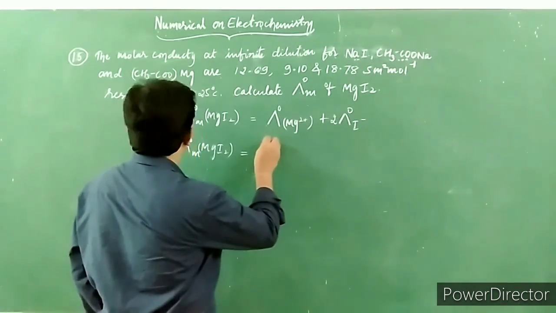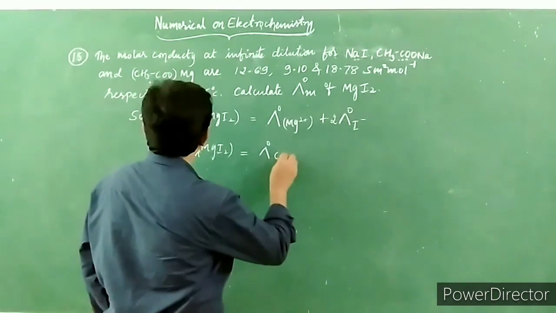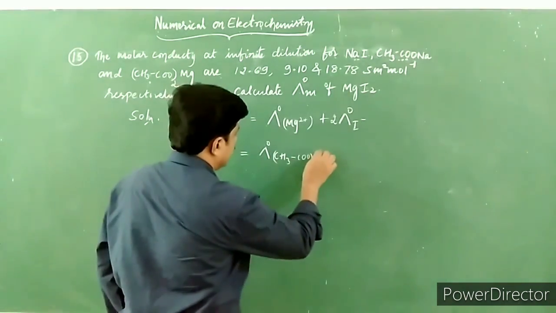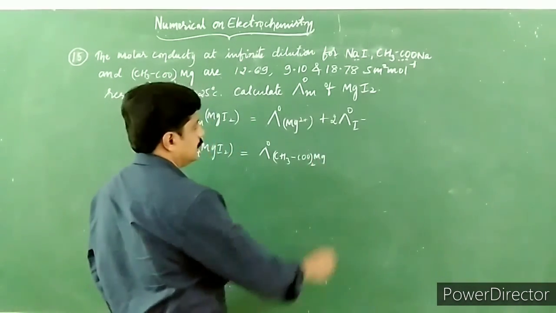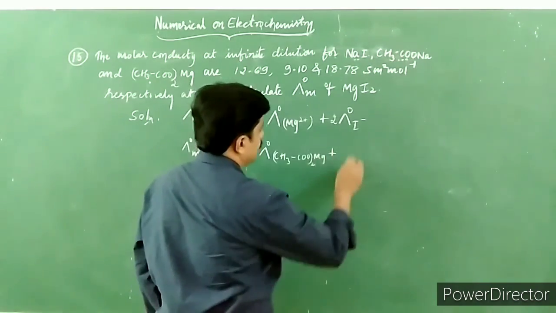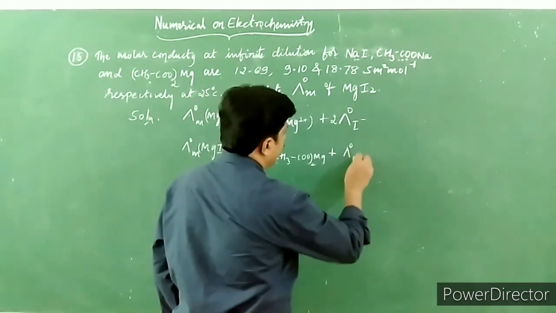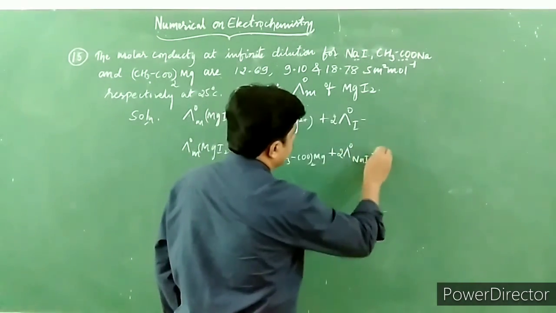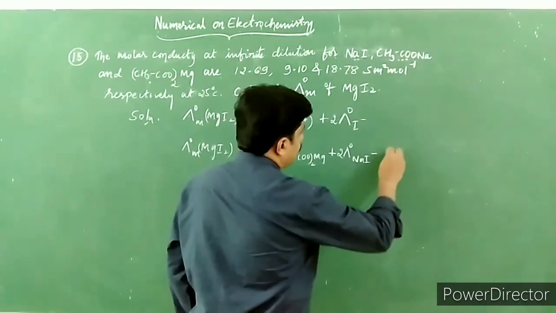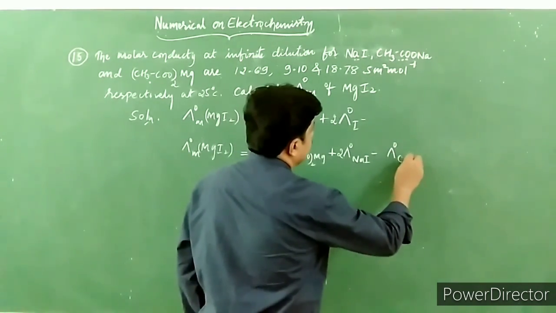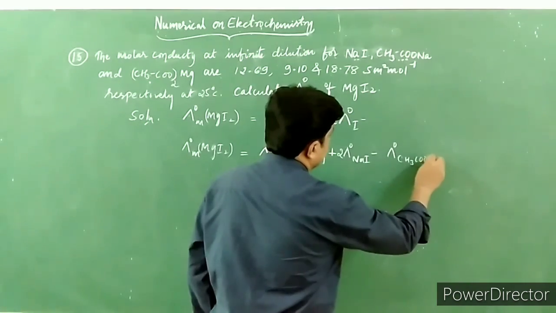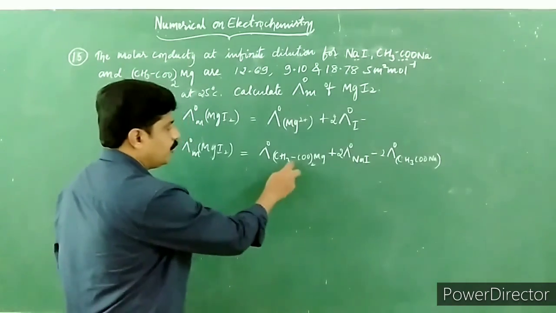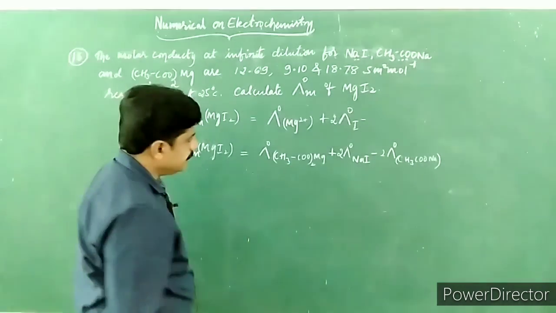limiting molar conductivity of Mg(CH3COO)2, that is CH3COO minus twice Mg2+, plus limiting molar conductivity of NaI. Look at here, I need 2. Alright, 2 here, minus limiting molar conductivity of CH3COONa, CH3COO minus Na plus. This I need 2 because I need to remove twice of acetate ions here.